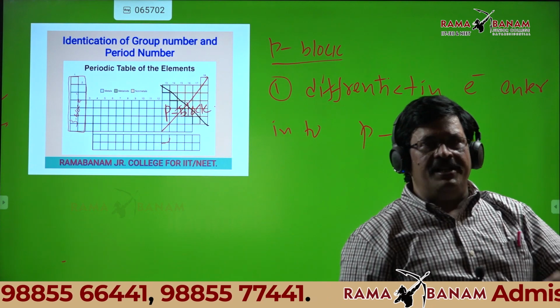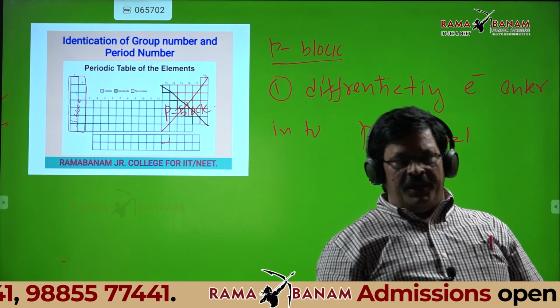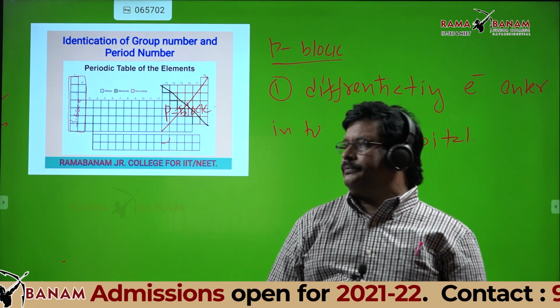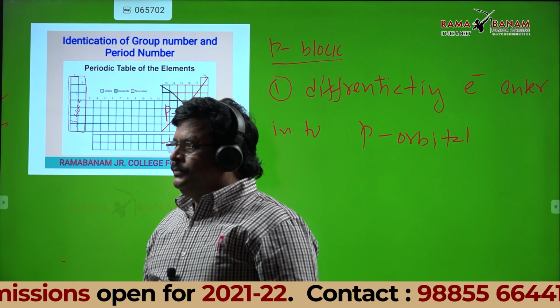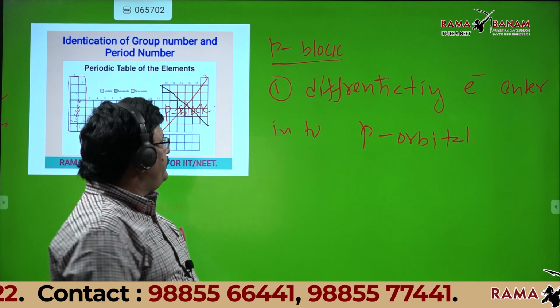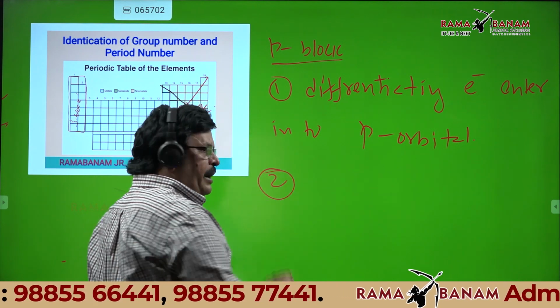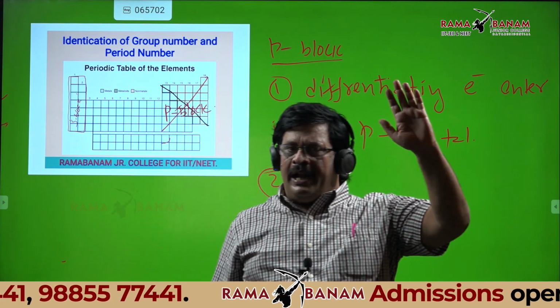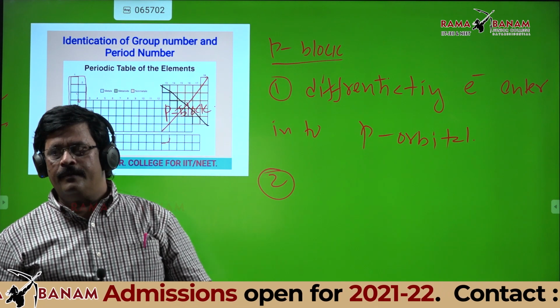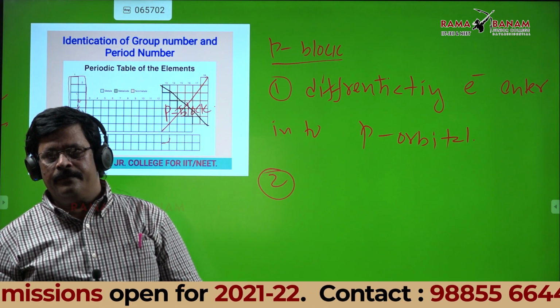In all these elements, the differentiating electron enters into the P orbital. Can I continue? Continue, sir. Can anyone tell, don't write, how many groups are present in the P block?